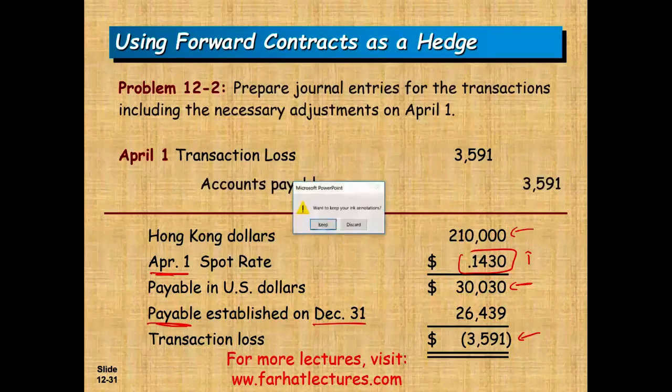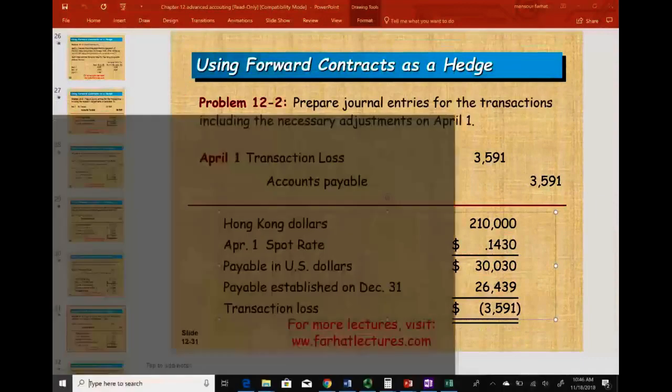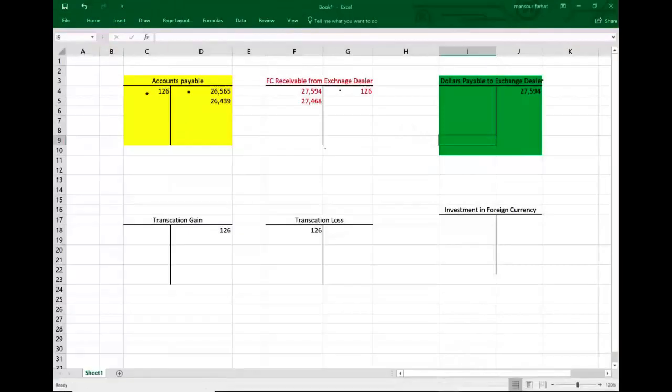So let's go ahead and update the transaction on the Excel sheet. On the Excel sheet, what I would do, I will debit a loss. I have a loss of 3,591, and I will credit my payable. I credit my payable 3,591, and this is my final balance. This was a balance before, and this is my final balance.